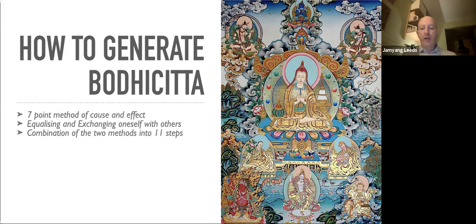So equalizing the exchange of oneself is a bit more complicated. It's less steps, it's only 4 steps. But that has more to do with understanding emptiness, and it gets a bit more tricky. So I won't explain that one so much here, but that's another method there. And then you can combine those 2 into 11 steps. So I'm just going to bookmark it here. This is Geshe Tashi's book on the FBT course, Awakening Mind.